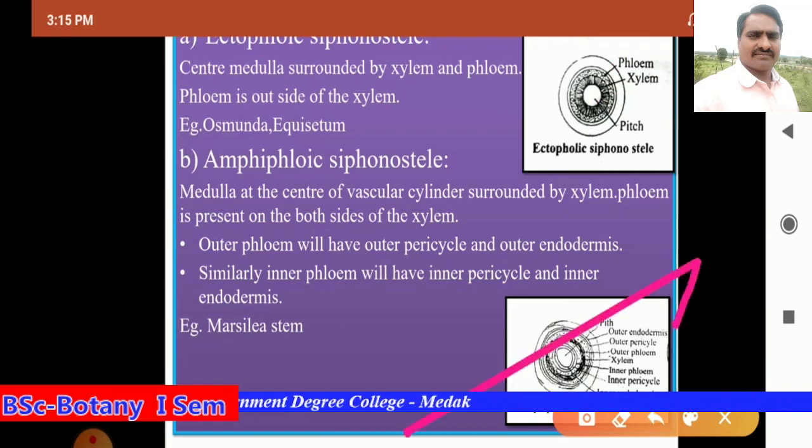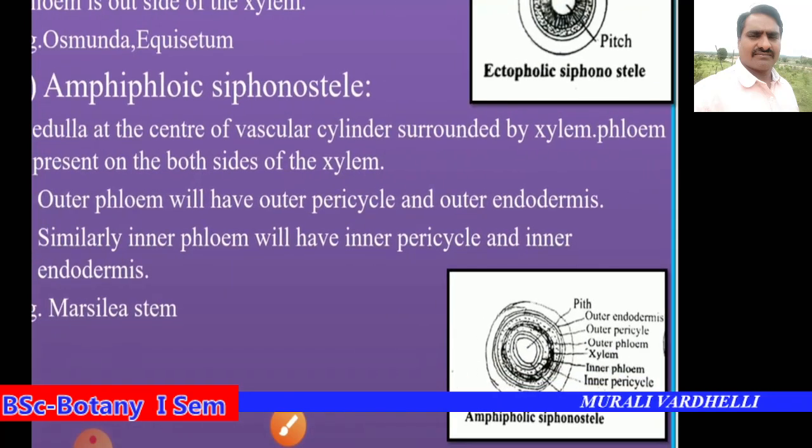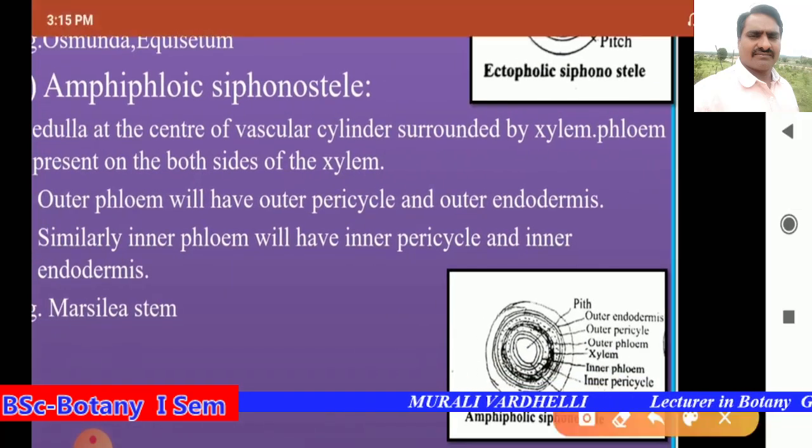We can observe amphiphloic siphonostele. What is amphiphloic siphonostele? Amphi means on both sides of the xylem, phloem is present. So in the middle of the vascular cylinder, pith or medulla is present, surrounded by xylem, and the xylem is surrounded on both sides by phloem. So this type of siphonostele is called amphiphloic siphonostele. Amphi means both sides.